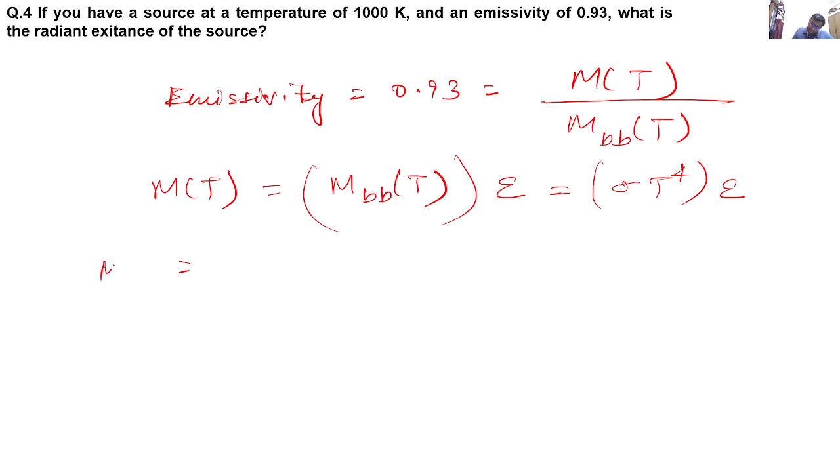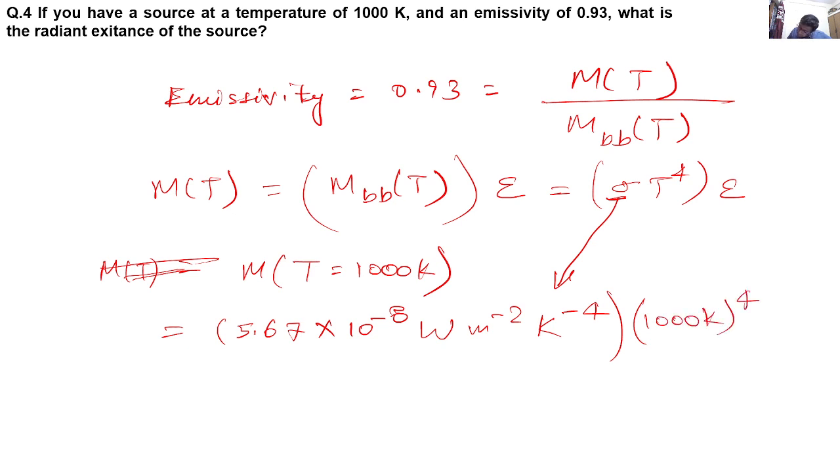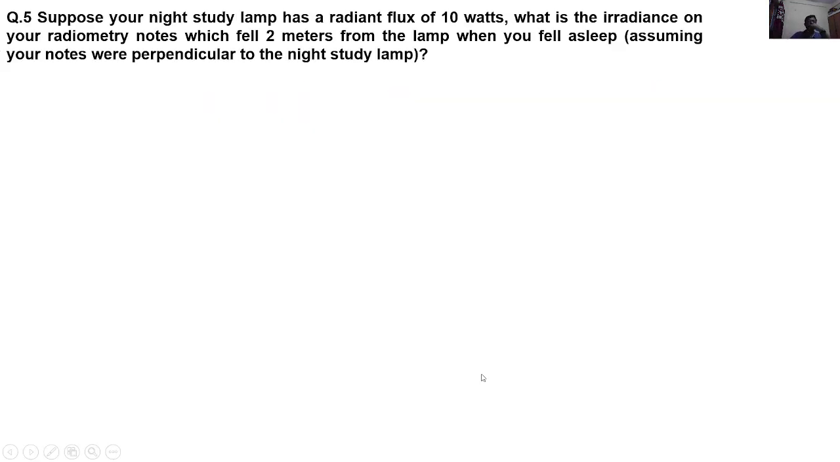So M at T equal to 1000 Kelvin would come out to be 5.67 times 10 to the power minus 8 watt per meter square per Kelvin to the power 4. This term multiplied by the temperature, 1000 Kelvin to the power 4, times the emissivity, which is 0.93. So this comes out to be 52727 watts per meter square. Okay, so let's move to the next question now.